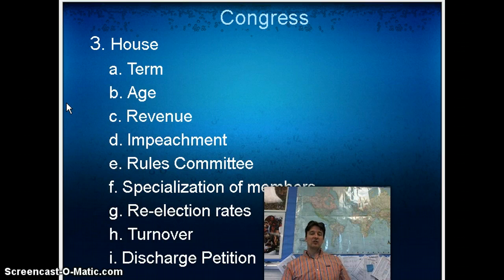All right, specialization of members. Essentially what this is saying is, because there are 435 members of Congress and there's only roughly 20 committees, that means each representative is only on one committee. So they're super specialized. If you're from Nebraska and you're on the agricultural committee, that's great because they don't do anything in Nebraska other than agriculture.